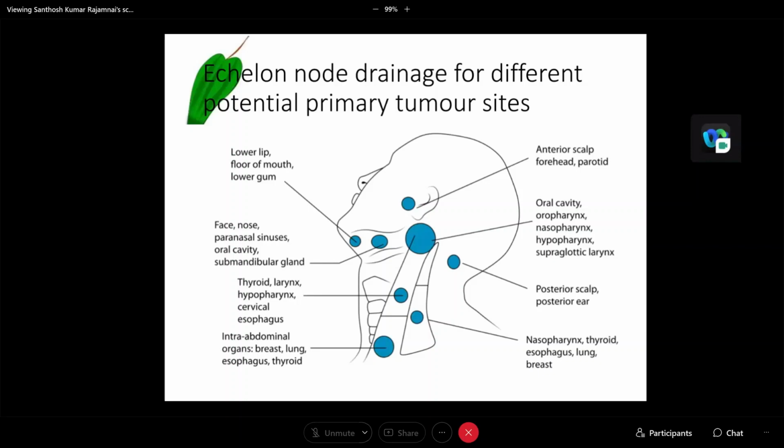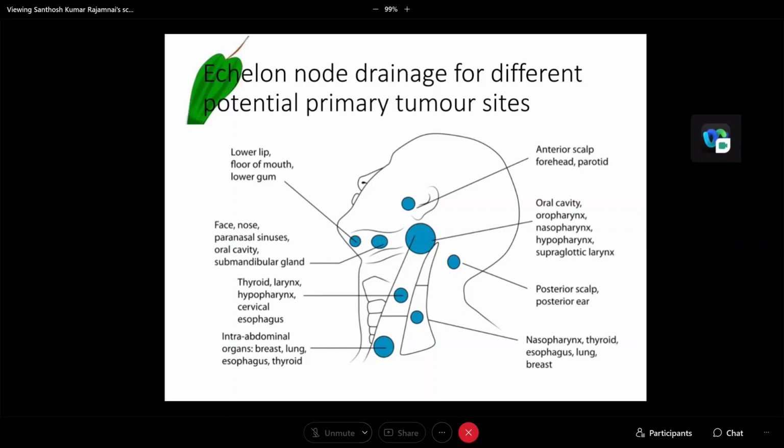Likewise, if you have a malignancy of the tongue tip, lower lip, or floor of the mouth, there will be enlargement of the submental nodes. If you have malignancy of the paranasal sinus, oral cavity, or the submandibular gland itself, there will be enlargement of the submandibular nodes. If you have a malignancy of the thyroid, you will have enlargement of the anterior triangle nodes. And if you have a malignancy inside the abdomen, usually breast, lung, stomach, or ovaries, you will have enlargement of the supraclavicular nodes.